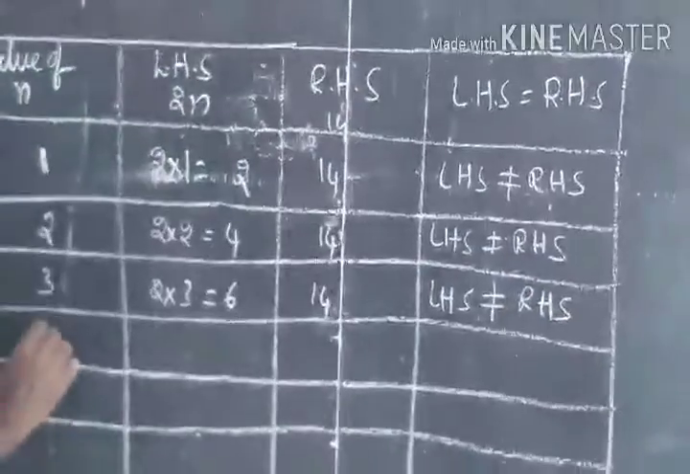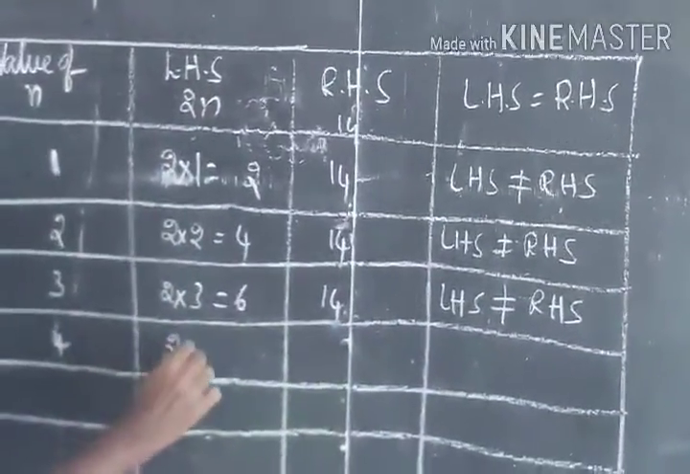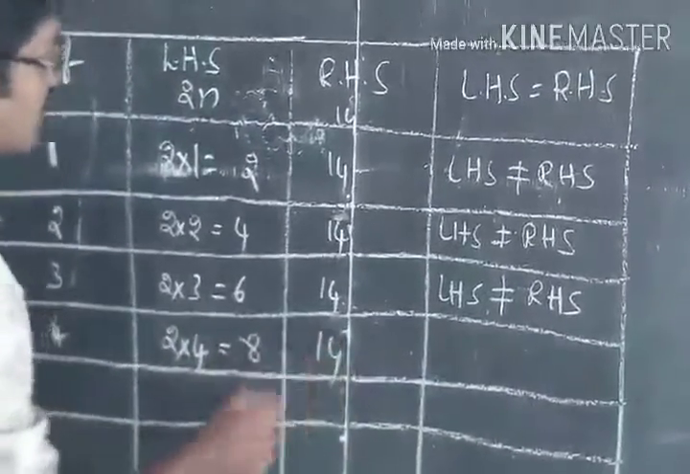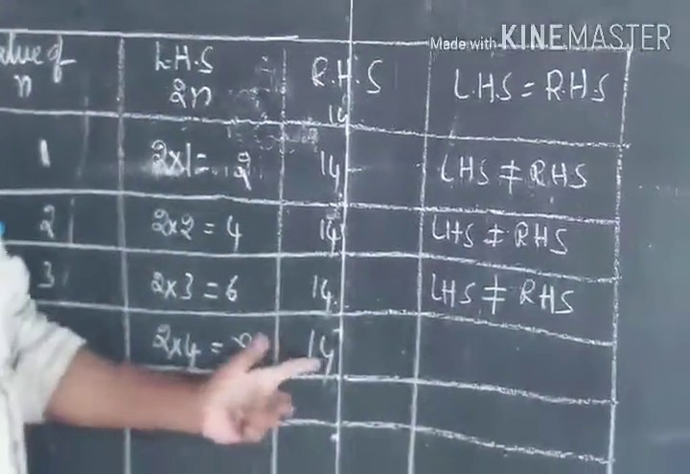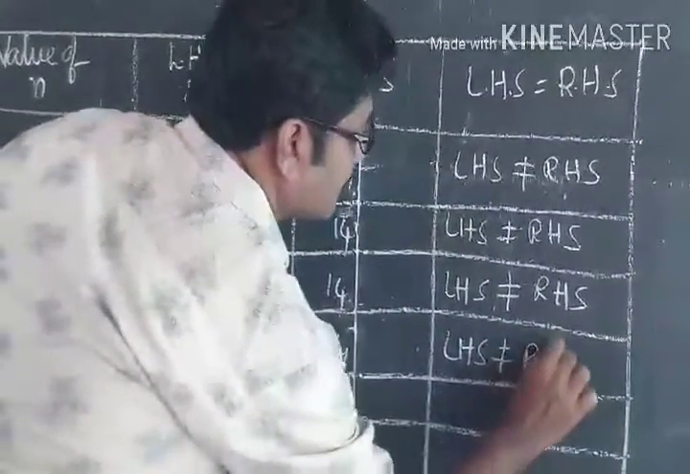Next, n is equal to 4 you want to take. In place of n, 4. 2n means 2 into n. 2 into 4 is equal to 8. Here 14 is there. Both sides are equal? Not equal. LHS is not equal to RHS.